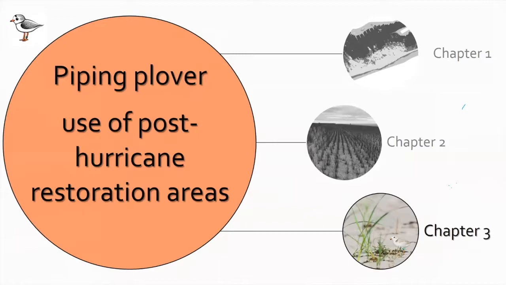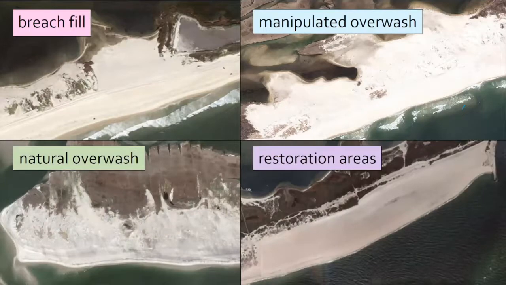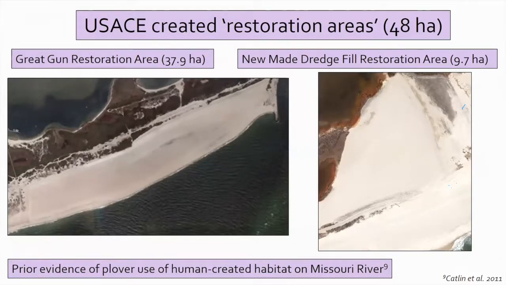Okay, so my last chapter, you'll remember from my introduction that these plovers rely on this early successional habitat in order to nest. So we wanted to look at how they were using these post-hurricane habitats. Specifically, how were these US Army Corps of Engineers designed restoration sites ecologically functioning compared to these other post-hurricane habitats. And you'll remember that there were 2 sites that were created.